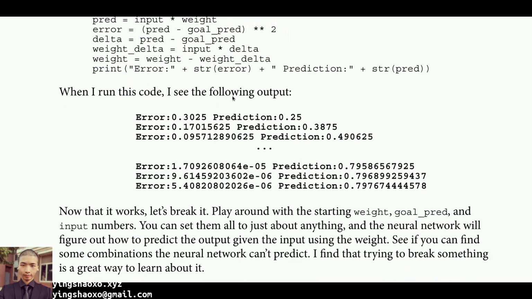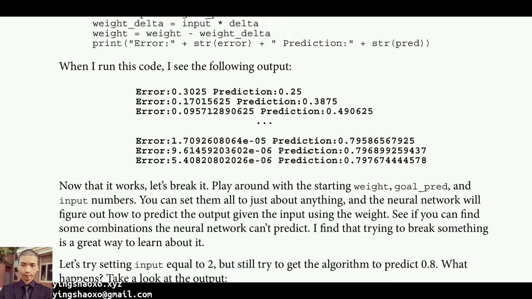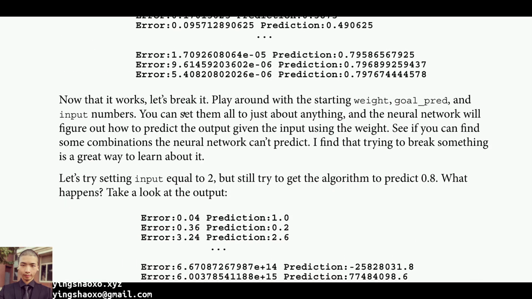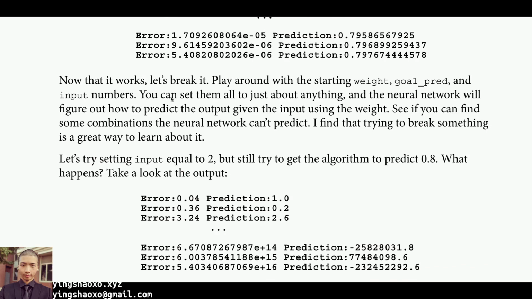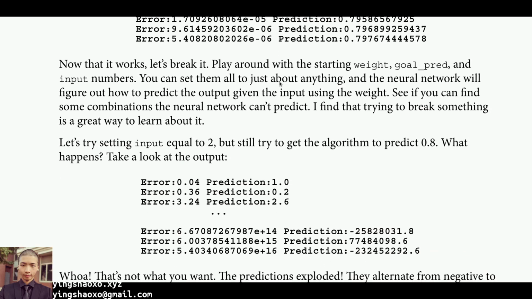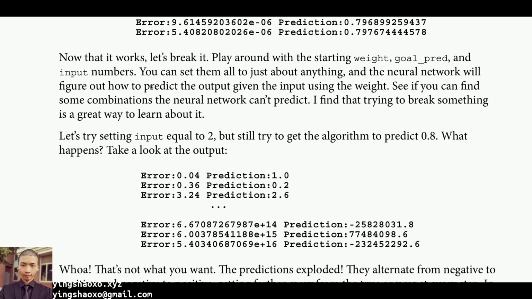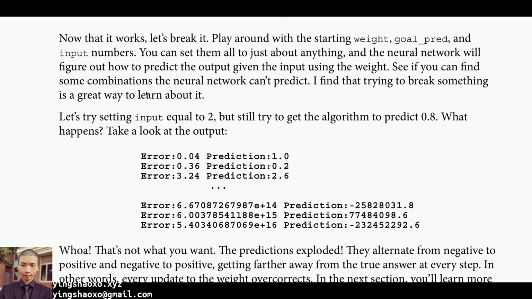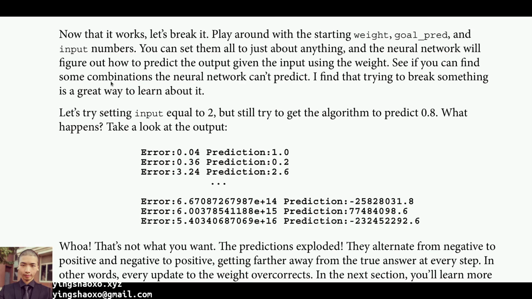The weight delta equals the input times the delta, and weight equals weight minus the weight delta. If you run this code, you'll see the output like this. Now that it works, let's play around with the starting weight, goal prediction, and input numbers. You can set them all to just about anything, and the neural network will figure out how to predict the output given the input using the weights. See if you can find some combination the neural network can't predict.